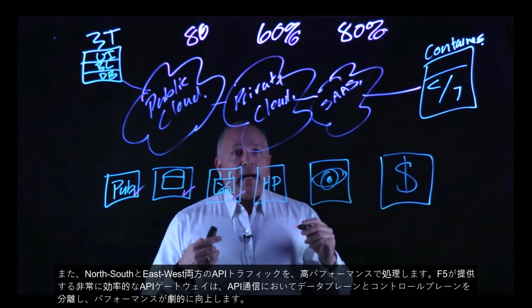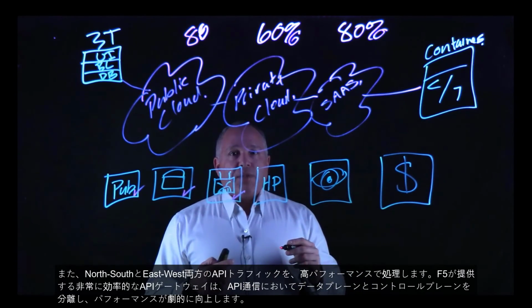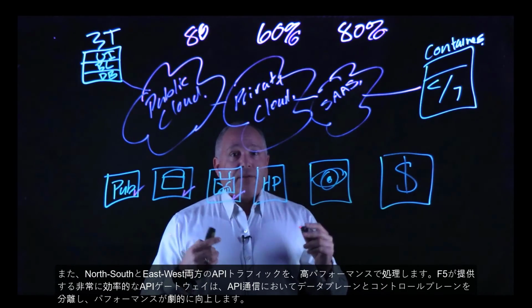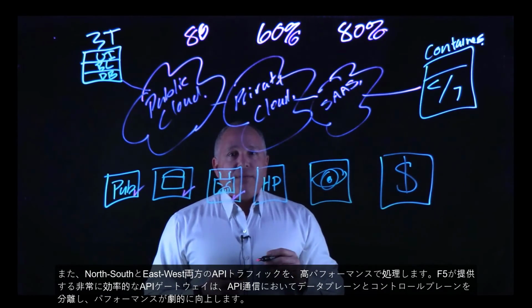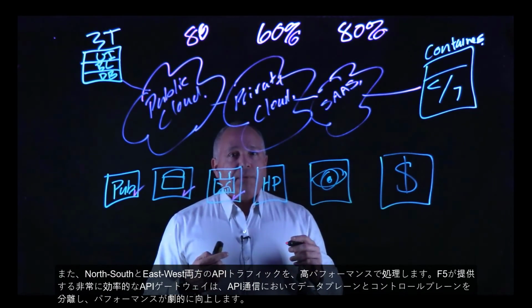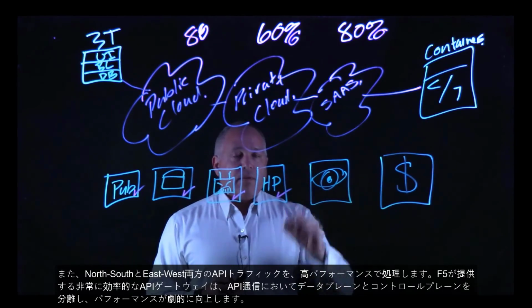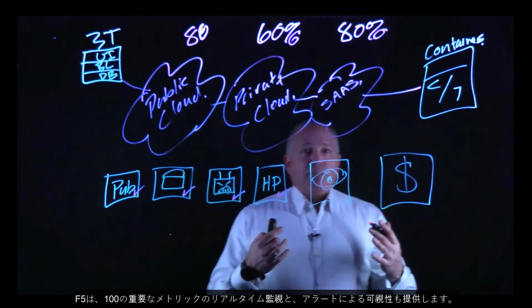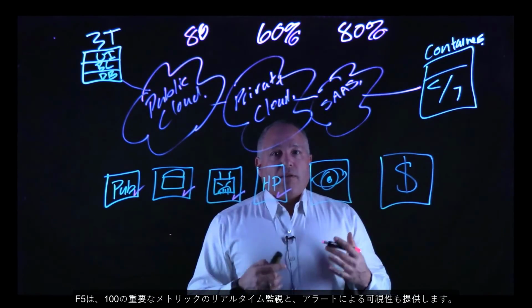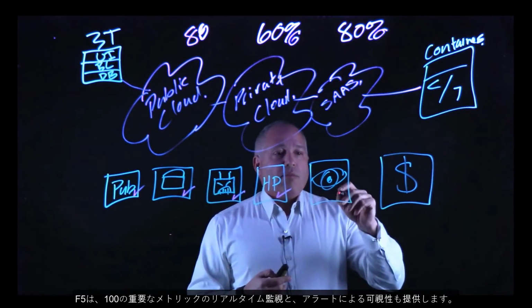And we ensure high levels of performance for processing north-south and east-west API traffic by leveraging our highly efficient API gateway that decouples the control plane from the data plane for API traffic, providing dramatically higher levels of performance. F5 also provides visibility with real-time monitoring and alerting to 100 critical metrics.